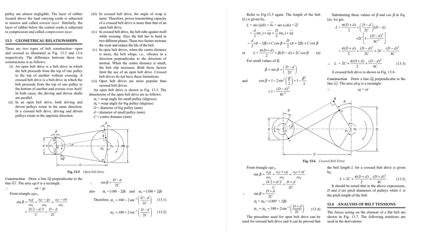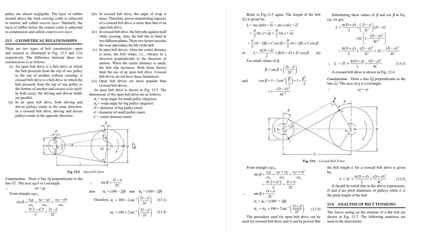In open belt drives, when the center distance is more, the belt whips, that is, it vibrates in a direction perpendicular to the direction of the motion. So it will vibrate in this direction. Both these factors limit the use of open belt drives. Cross belt drive has no such limitation. Still, open belt drives are more popular than cross belt drives.